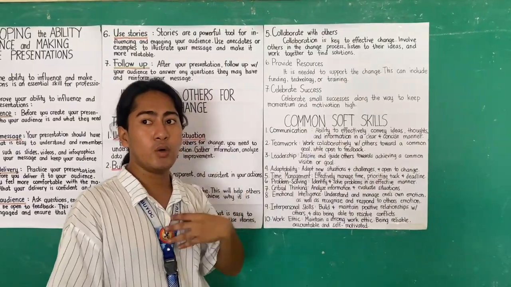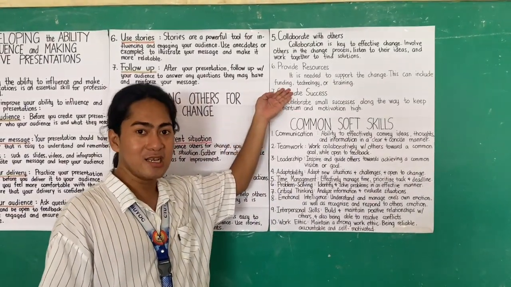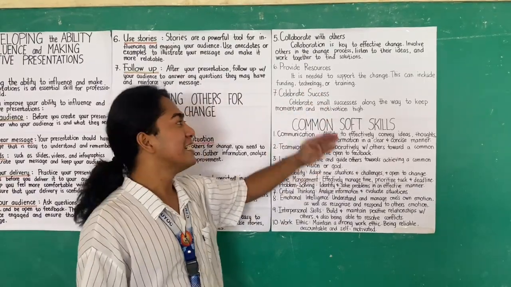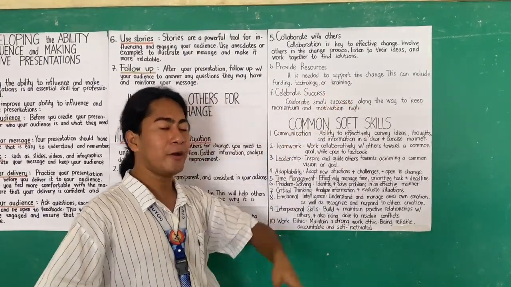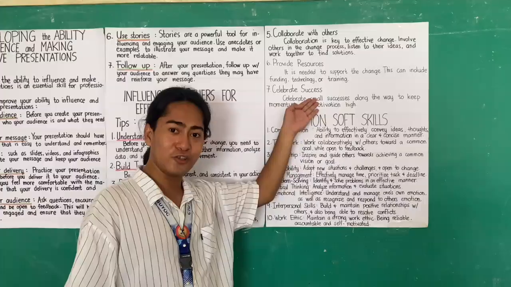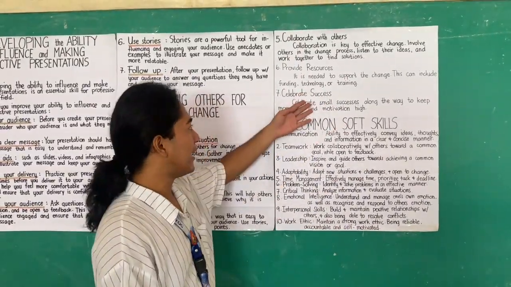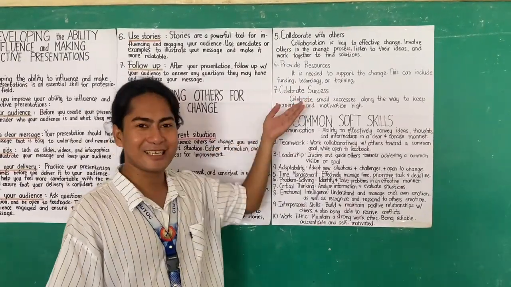training. So first is funding, to buy the technology that is needed, and then training, for your purchase of technology, so you train your friends. Okay, so the next one is celebrate success.